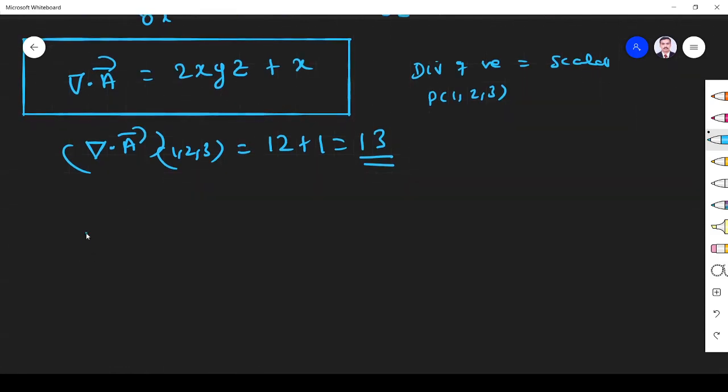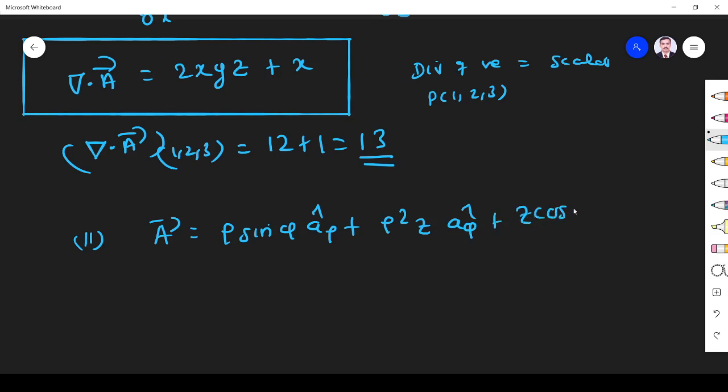What about the second problem? The second problem is A vector equal to rho sine phi a rho plus rho squared z a phi plus z cos phi az. Right? So here you see what the coordinate system is. The coordinates rho, phi, z are there, so surely it must be a cylindrical coordinate system.